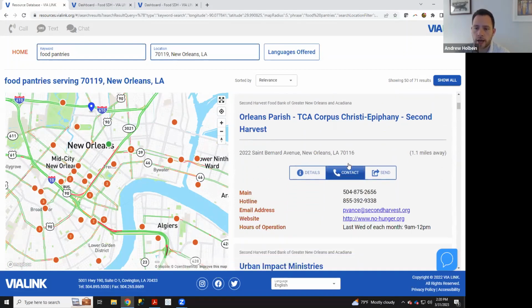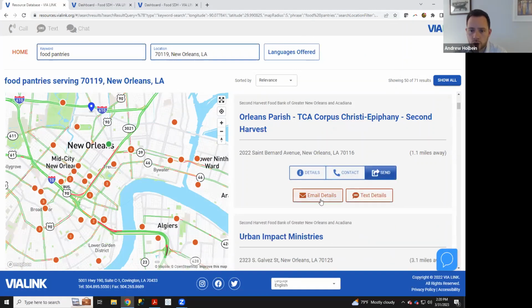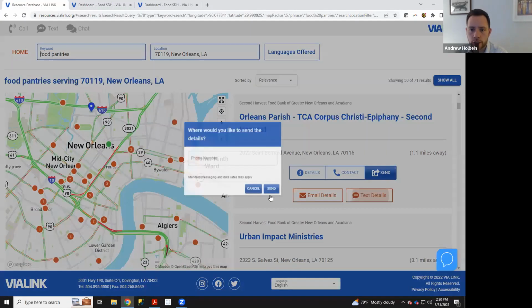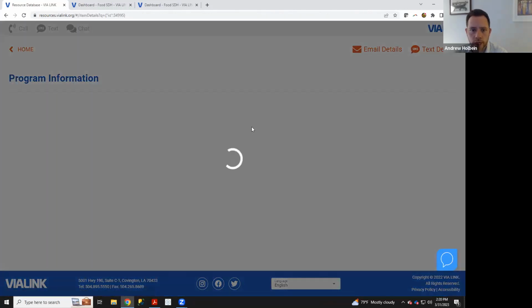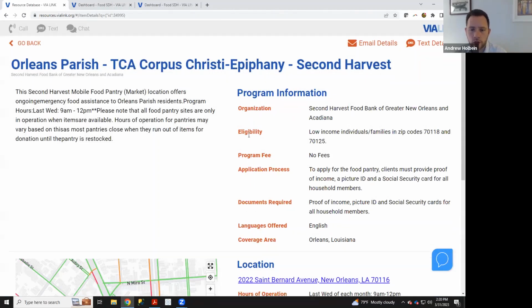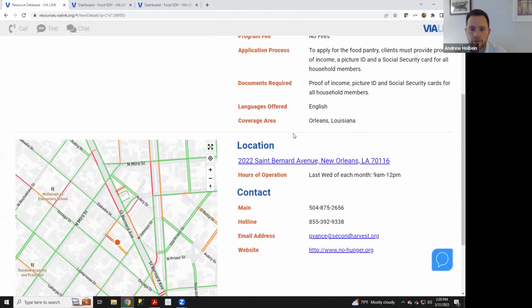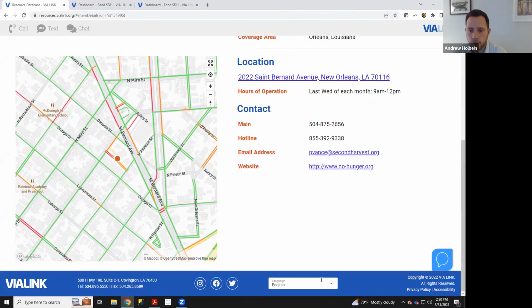As it's mobile optimized, you could give a call to the organization, or you could send this resource. If I was working, say, with a client who was sitting at my desk, I could email them the resource, or I could text it to them. And then you can click on the resource to get some additional information, fields like the eligibility requirements, program fees, that sort of thing.